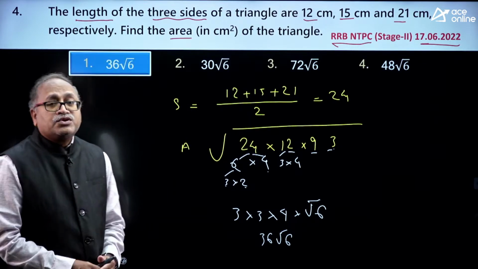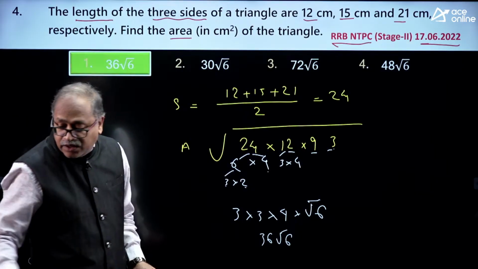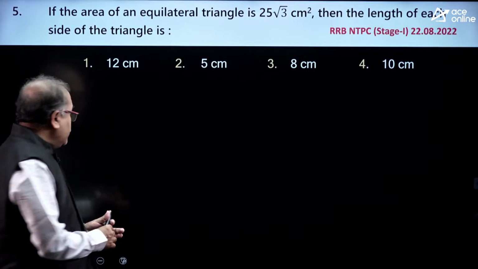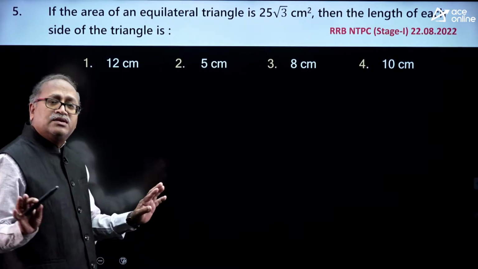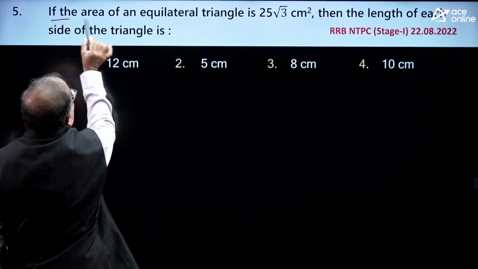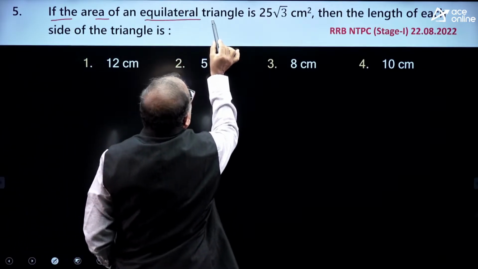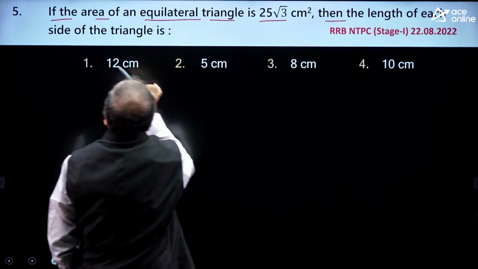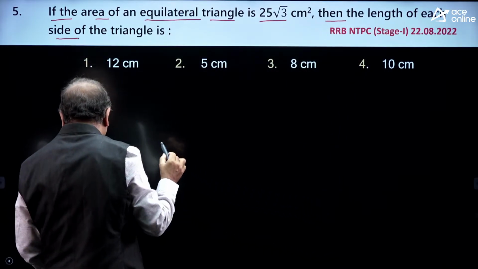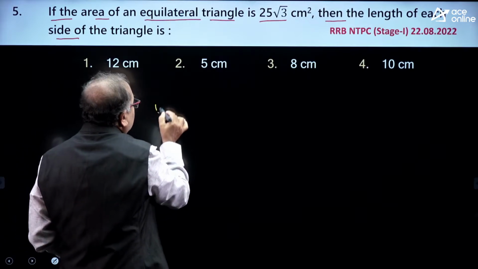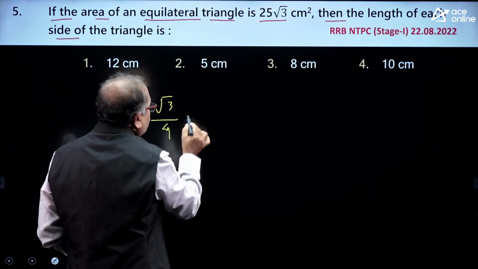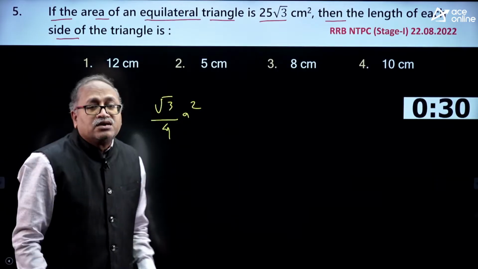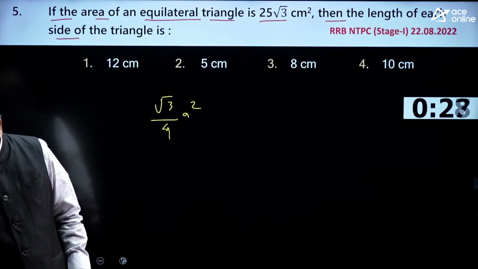I am moving on to the next question, and the next question for you is this. Let's check, can you answer all the questions? Take it as a revision. If the area of an equilateral triangle is 25 root 3, then find the length of each side. I am sure you can answer the question because the area is nothing but root 3 by 4 a square. That's the area of the equilateral triangle. Your 30 seconds starts now, but I know you will answer the question before 30 seconds.